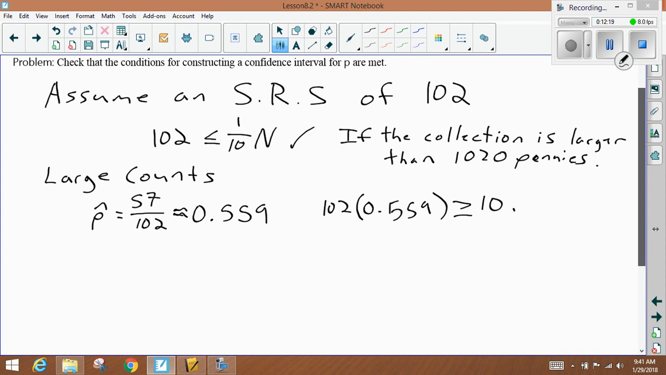Which is certainly going to check out, right? And then also that n times 1 minus p hat is greater than or equal to 10. And that's going to check as well, right? So there we go. We did it. We checked the conditions.